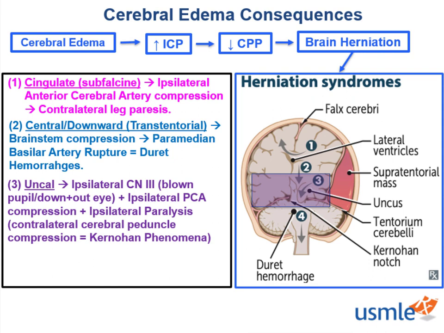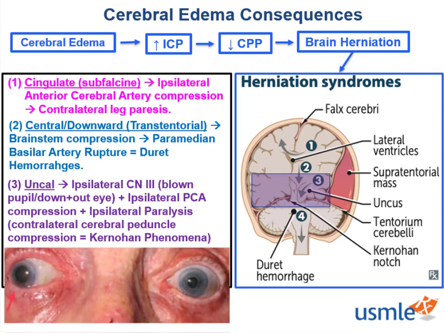The uncus is the medial portion of the temporal lobe. So an uncal herniation involves herniation of the medial temporal lobe through the tentorium cerebelli, which causes the following: an ipsilateral cranial nerve 3 palsy, which results in loss of the parasympathetic fibers of cranial nerve 3, leading to a blown pupil, as well as loss of the motor function of cranial nerve 3, leading to a down and out eye, as shown by the red arrow here. This also leads to ipsilateral compression of the posterior cerebral artery, leading to contralateral homonymous hemianopsia, a visual defect.